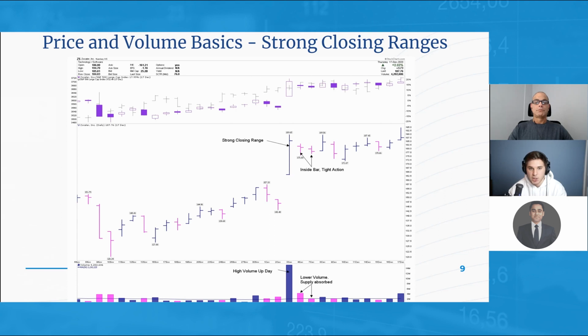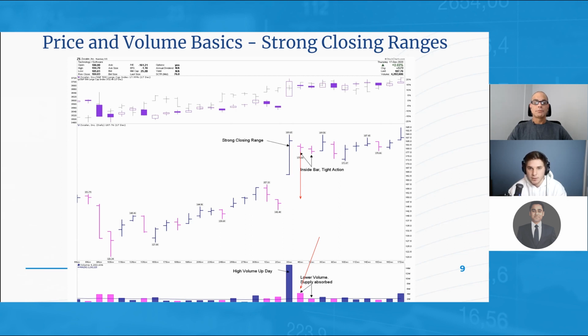Very tight action, inside bars, low volume, meaning supply is once again still being absorbed. So even though we didn't follow through to the upside, there's still no real signs of institutional distribution. That would show up like a bar. If you think of this arrow as a bar, if we undercut the low of this earnings gap up day and fell back into the base, that would be a sign of distribution.